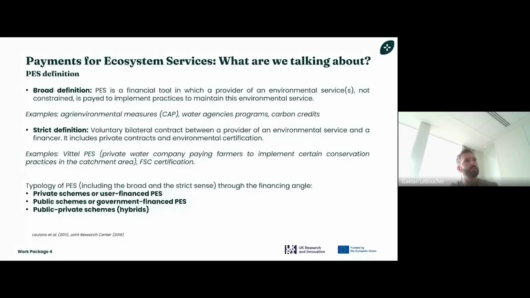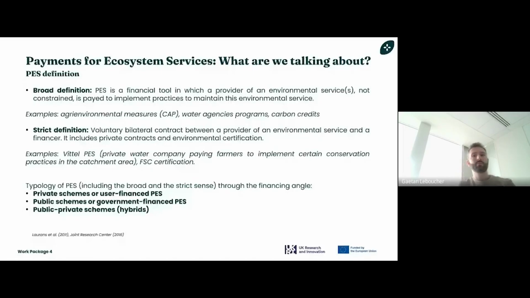So the broad definition is that PES is a financial tool in which there is one provider of an environmental service, who is not constrained and who is paid to implement or to conserve practices to maintain the identified environmental service. This includes, for example, agro-environmental measures, which are from the Common Agricultural Policy, water agency programs, and we can also discuss the place of carbon credits in this definition.